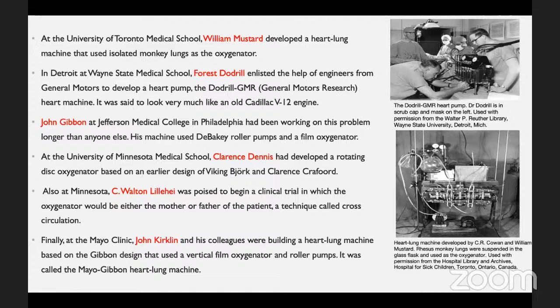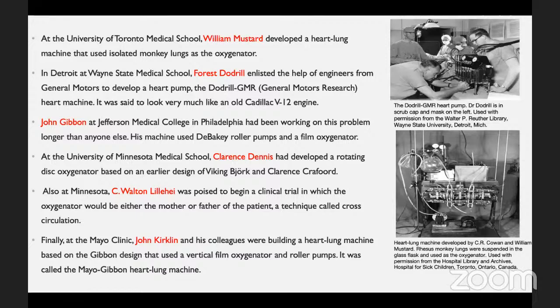Dr. John Gibbon at Jefferson Medical College in Philadelphia had been working on this problem longer than anyone else, and his machine used a DeBakey roller pump and a film oxygenator. At the University of Minnesota Medical School, Dr. Clarence Dennis had developed a rotating disc oxygenator based on an earlier design of Viking Bjork and Clarence Crafoord.